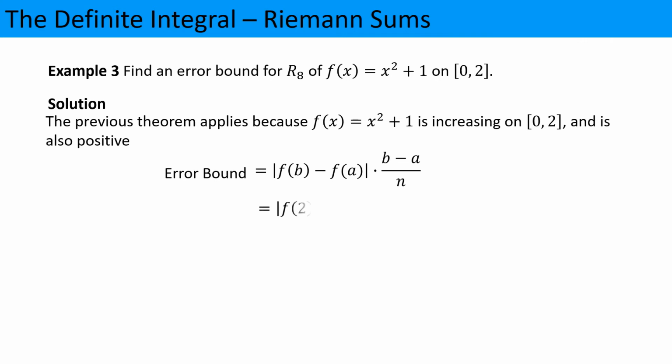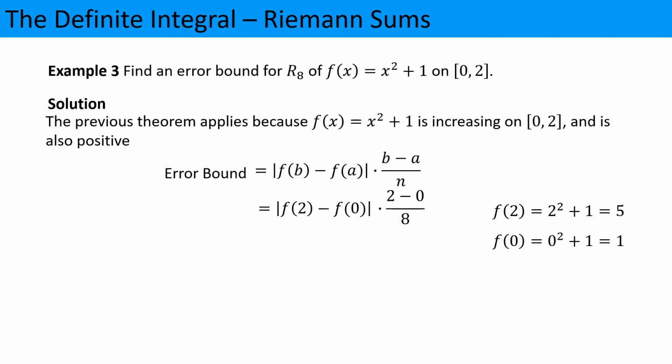So we've got f of 2 minus f of 0. Notice those are the endpoints of our interval. Then we're going to have 2 minus 0. We divide by 8 because it says R sub 8, so that means we've got 8 rectangles. That's our n. F of 2 is x squared plus 1, that's 5. F of 0 is 0 squared plus 1, that's 1.